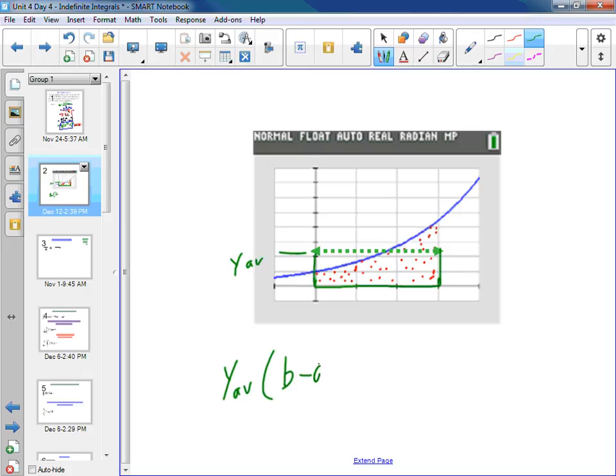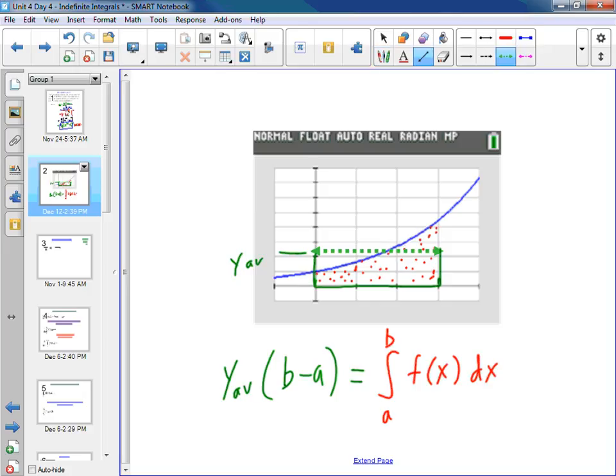That was b minus a. And what does that equal? Well, it equals visually that red sandbox, the integral from a to b of f of x dx. And we see where our average value formula is hiding. If we divide this over by b minus a, then we're left with our y average.